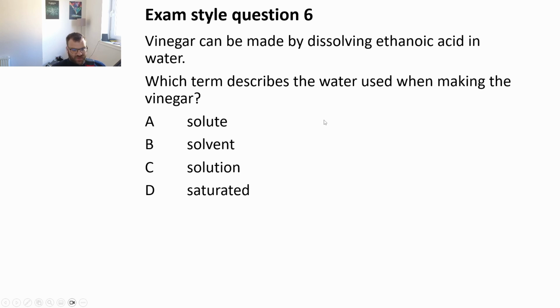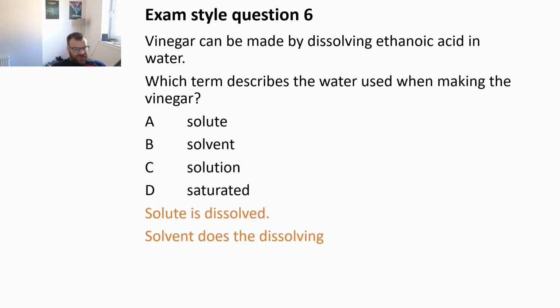This one's asking us about solutes, solvents, and solutions. The solute is dissolved, the solvent does the dissolving, and the solution is made. What it's asking for, describe the water. So vinegar can be made by dissolving ethanoic acid in water. Well, water is doing the dissolving, so water is our solvent.